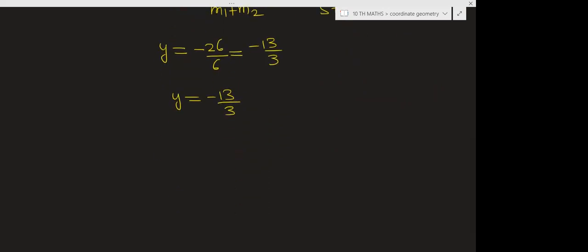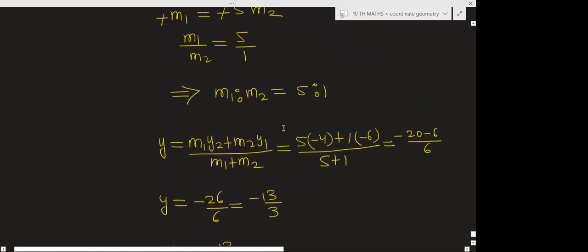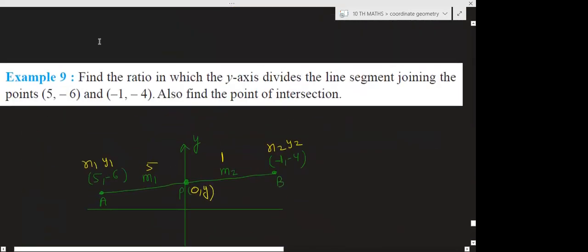So the coordinate of point P, we have (0, y). So you can write P on the y-axis having the coordinate (0, -13/3). So Azaan, write it down fastly, I am having a next class.